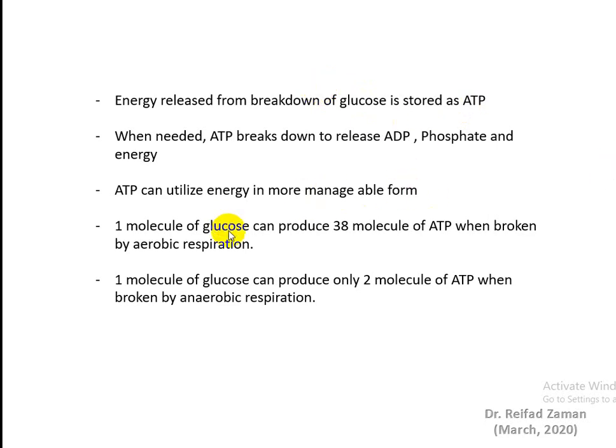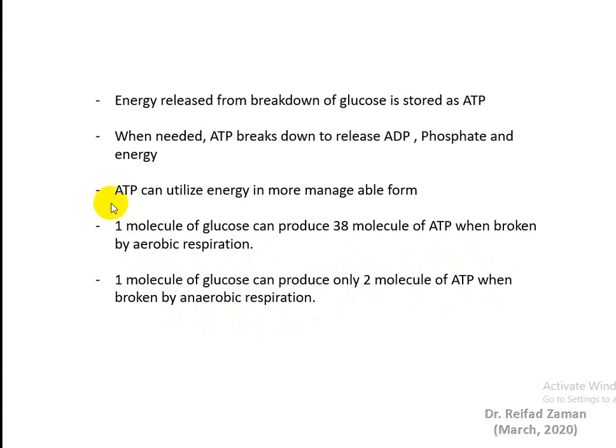One molecule of glucose produces enough energy to make 38 molecules of ATP. This is when the respiration is occurring aerobically. And we say that anaerobic respiration produces less energy, because when respiration occurs anaerobically, one molecule of glucose produces only 2 molecules of ATP.